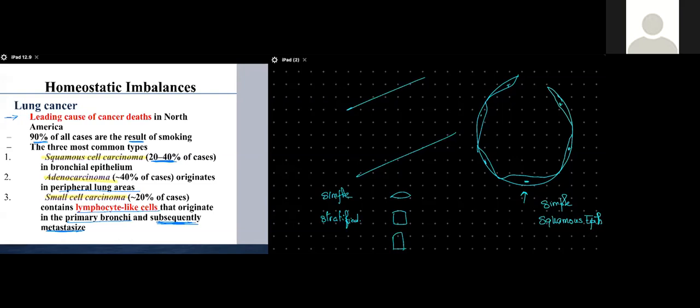This is the type of epithelium that I have lining my bronchi. It's simple columnar epithelium, which is ciliated. Ciliated simple columnar epithelium. Which one was a pseudostratified columnar ciliated epithelium? This was the trachea. Pseudostratified columnar ciliated epithelium was in the trachea. So here I have simple columnar epithelium.